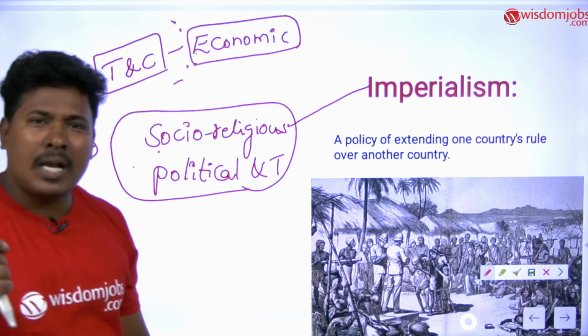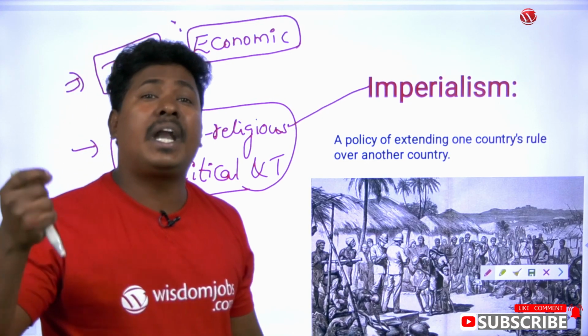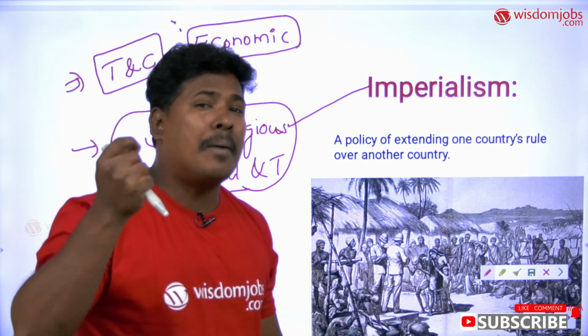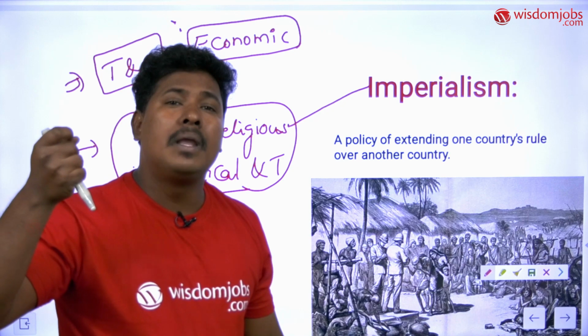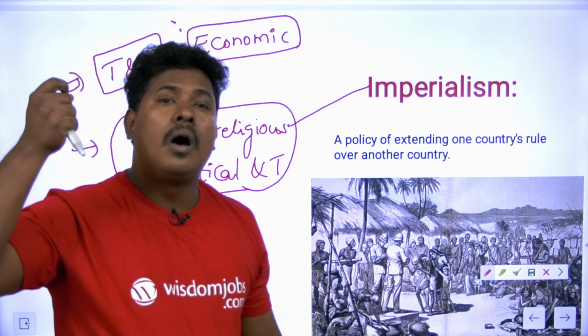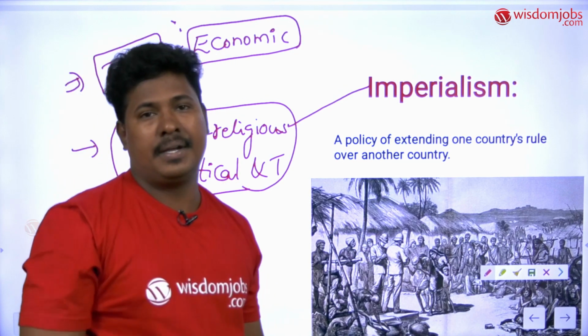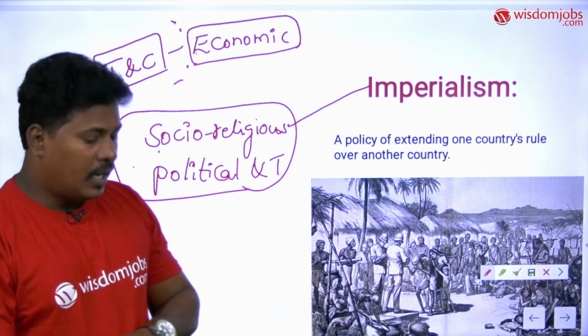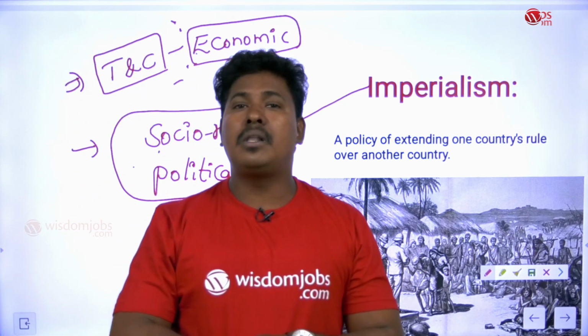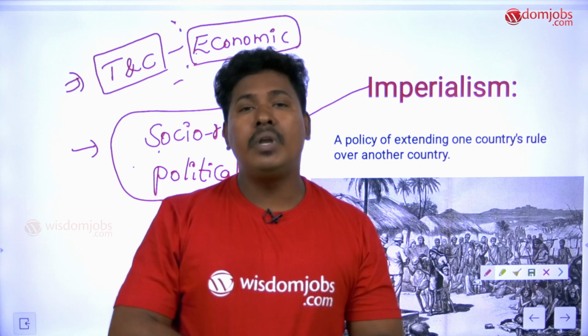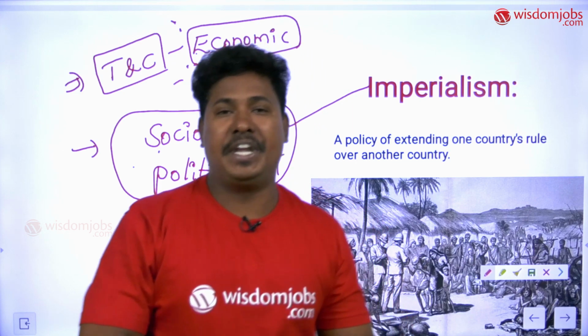So the English East India Company came as a trading company, as an ordinary trading company. Later it became a powerful territorial company, a territorial institution. Let us discuss the factors responsible for the colonial and imperial power of British in India.